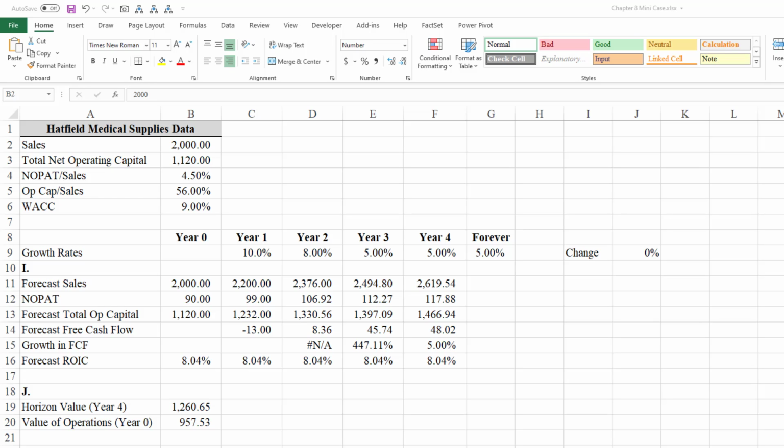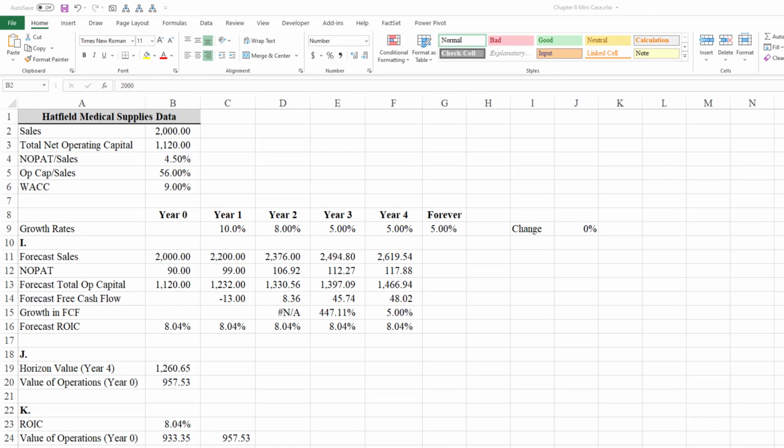The key is to notice that the return on invested capital is below the weighted average cost of capital. And what that tells us is that Hatfield Medical Supplies is currently destroying value. And the result of that is that the value of operations is less than the value of their total operating capital. Now, in part K, they ask, what happens if expected growth increases by 1% relative to the original growth rate?